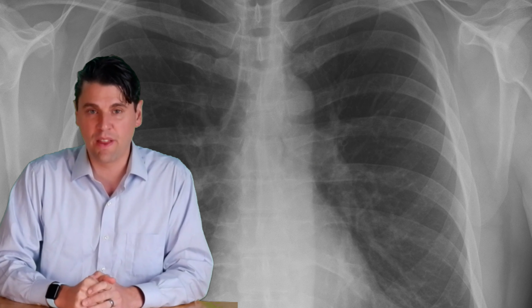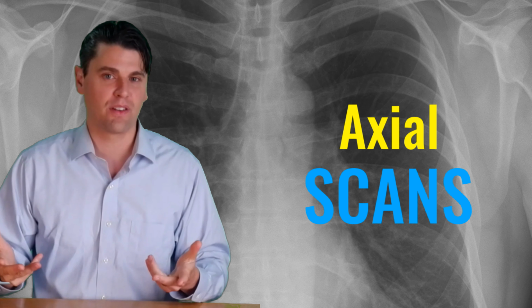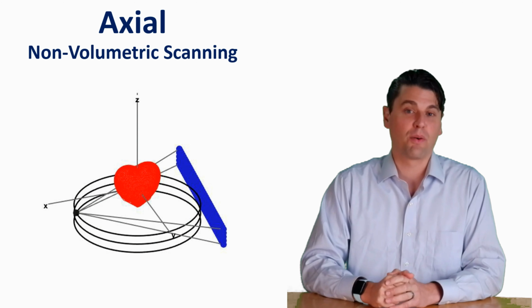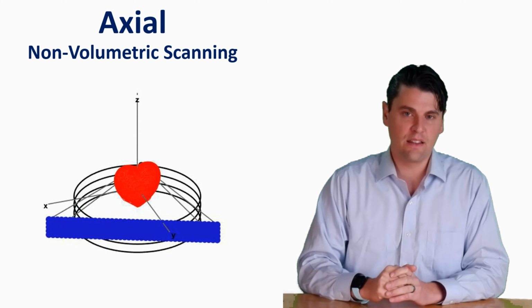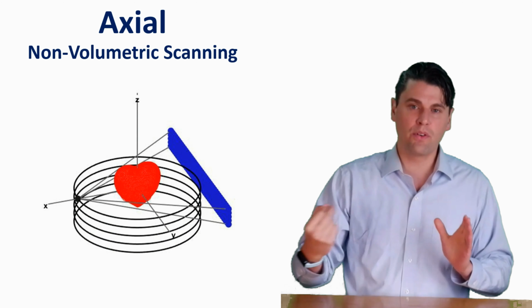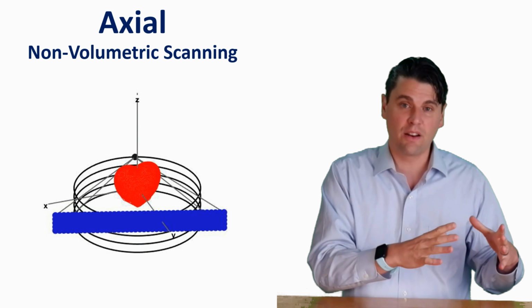Today we're going to be talking about the different modes. We're going to start off with basic axial scanning. I call this axial non-volumetric scanning. This was the bread and butter for many of the early years of CT scanning, and the idea is you go around one full circle of your X-ray source, and your X-ray source is pointed at your detector.